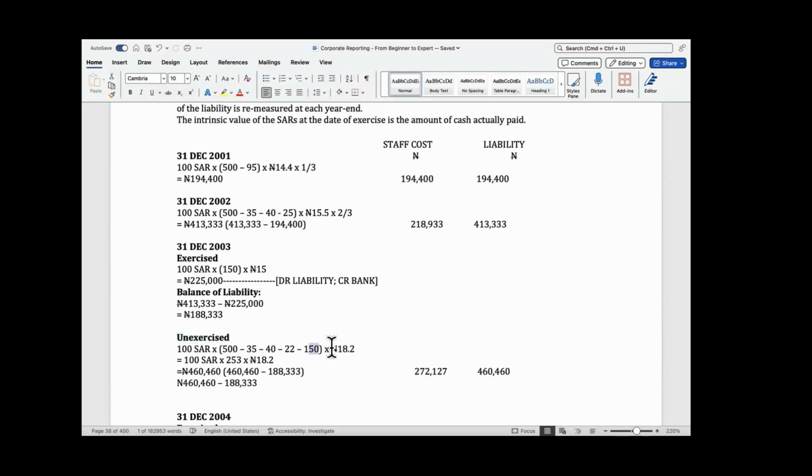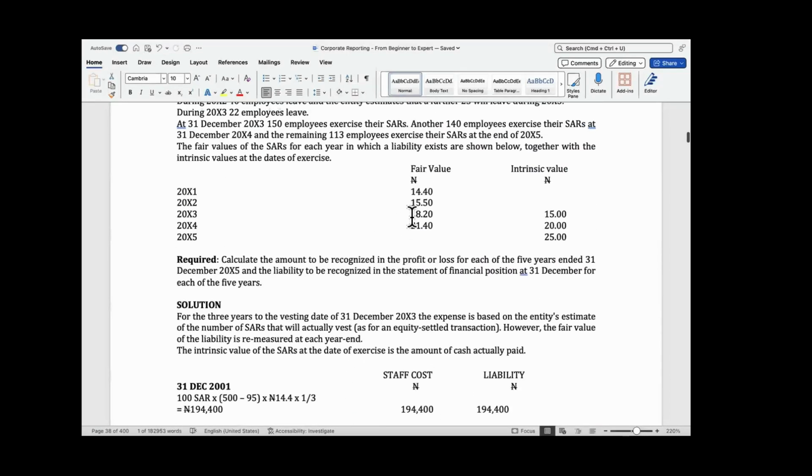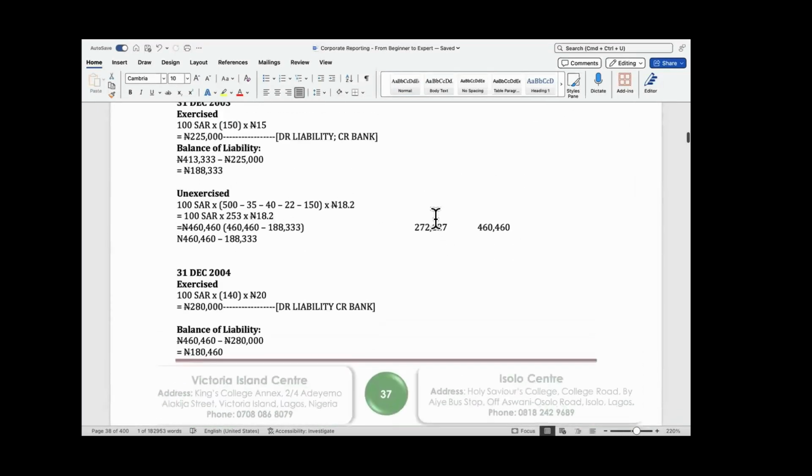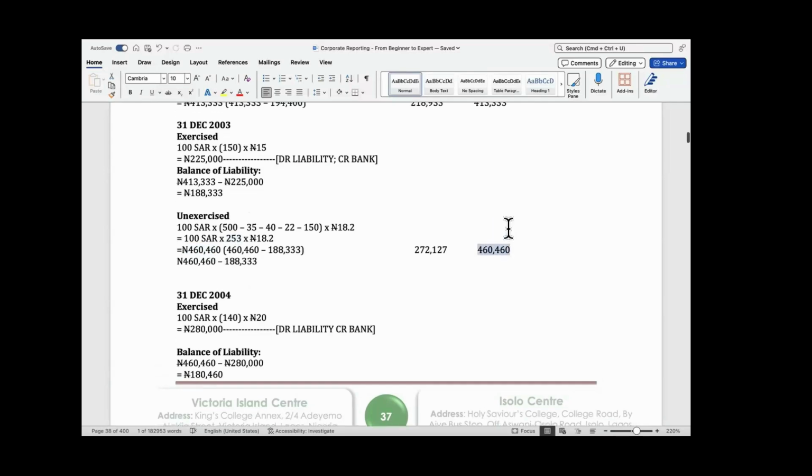Then we are going to measure this at the fair value of that option at the end of year 3, which is 18.2. And this is where I got the 18.2 from, the fair value. So when you punch that on your calculator, it brings you to 460,460. So that means the remaining employees that had not exercised is 253. Multiply the fair value by the number of options, it gives you this value. Now, this value is our liability. So it goes to liability.